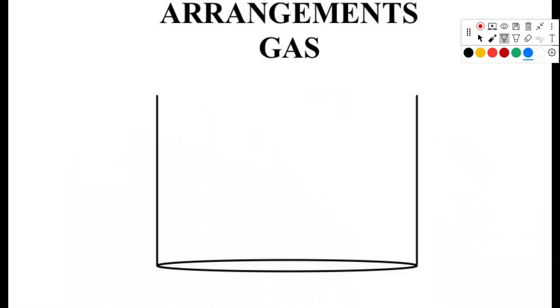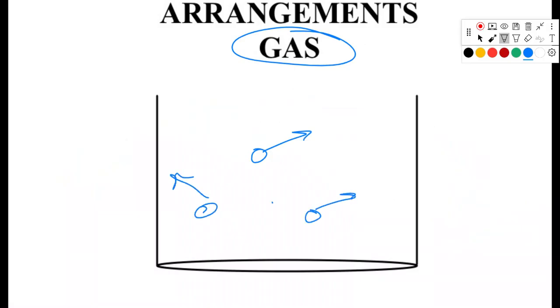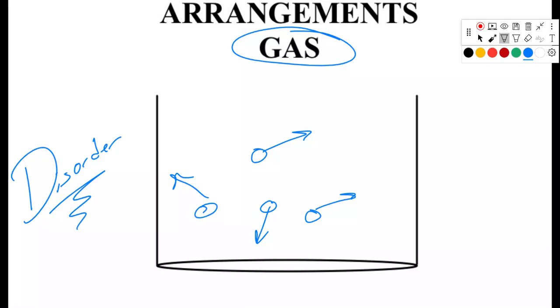Gases are a lot different. Gases aren't even at the bottom of a container. They're flying around. We want to put over here, there's a lot of disorder with gas. If a solid is full order, then a gas is like full disorder. So what does it have defined? Does it have anything defined?